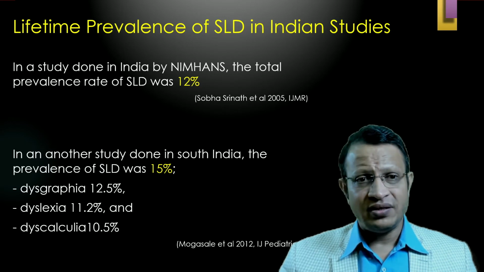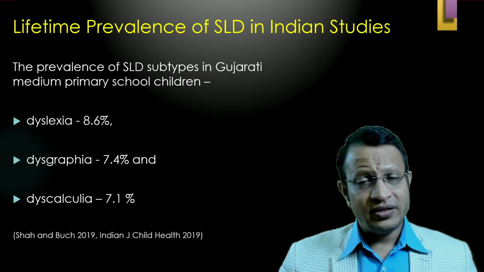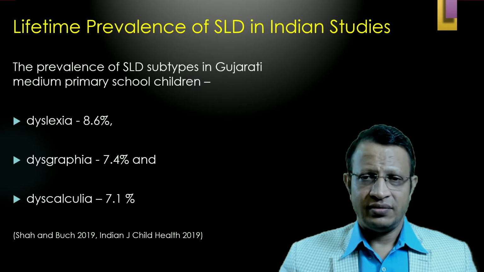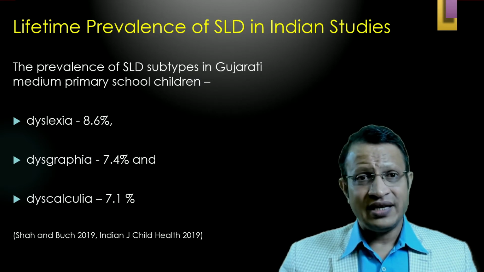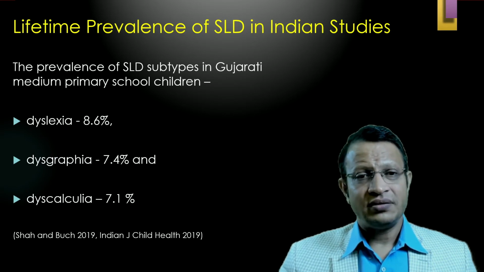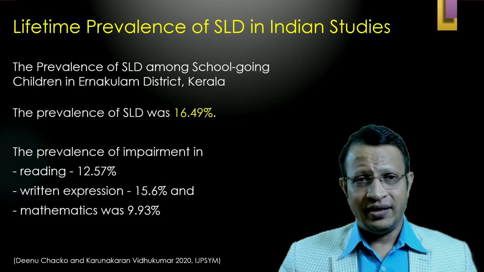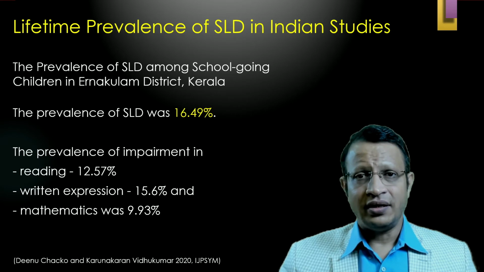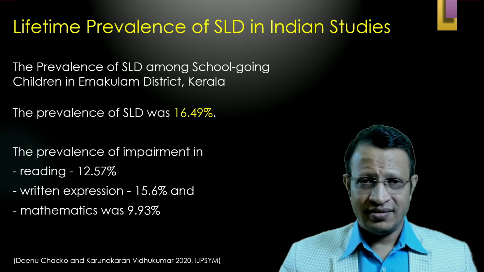Dysgraphia was 12%, dyslexia 11%, dyscalculia was 10%. Another study, done in Gujarat, especially in primary school children, found dyslexia was 8%, dysgraphia was 7%, and dyscalculia was 7%. Another important study in Ernakulam district again showed a higher prevalence rate, 16%.